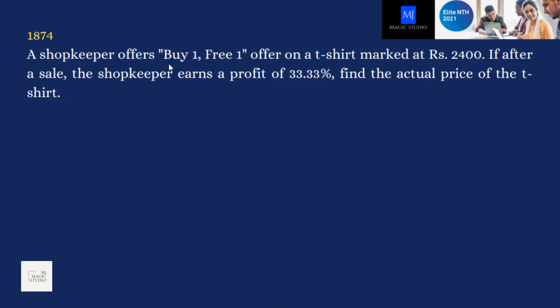A shopkeeper offers a buy one get one free offer on a t-shirt marked at rupees 2400. That means you buy one, so you are paying only 2400 and you are getting two t-shirts. If after the sale the shopkeeper earns a profit of 33.33%, that is one third, then what is the actual price of the t-shirt? Let the actual price of the t-shirt be X.